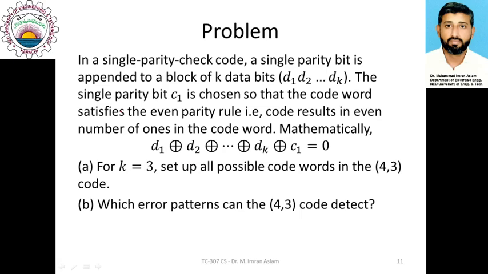So this is the general case. Now let us take k equal to 3. That means there are 3 data bits and we are adding one parity bit. So we get a (4,3) code. (4,3) illustrates that the code word is of length 4, whereas out of the 4 bits, 3 bits contain the information, and the last 1 bit does not contain any information. We will try to generate all possible code words in this (4,3) code, and also identify which of the error patterns can be detected by this (4,3) code.